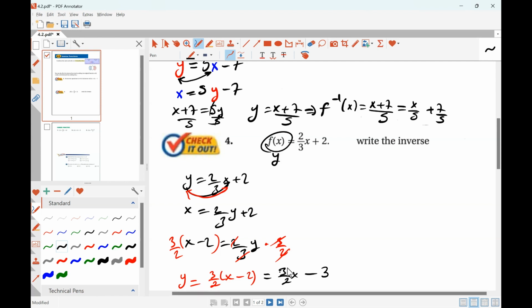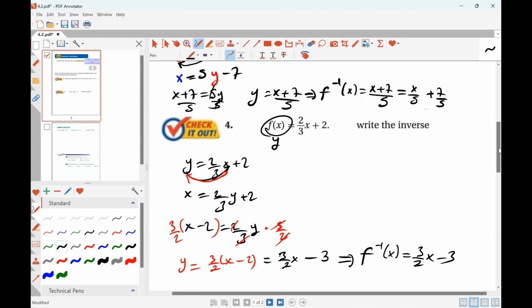So that represents the inverse function. f inverse of x is this or this. If it is multiple choice, one of them will be in the options. 3 over 2 x minus 3, let's say.